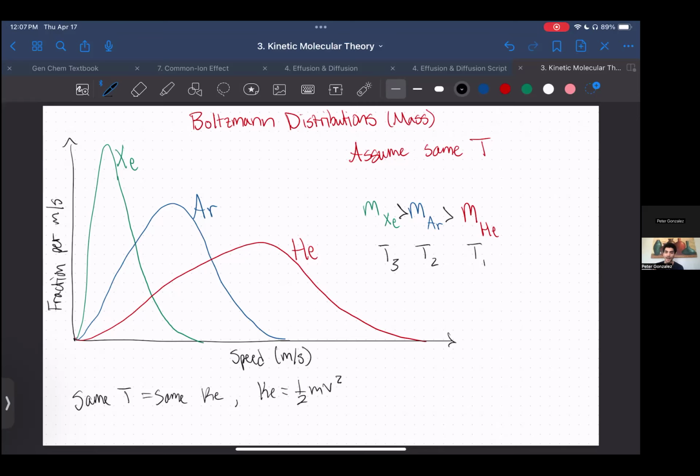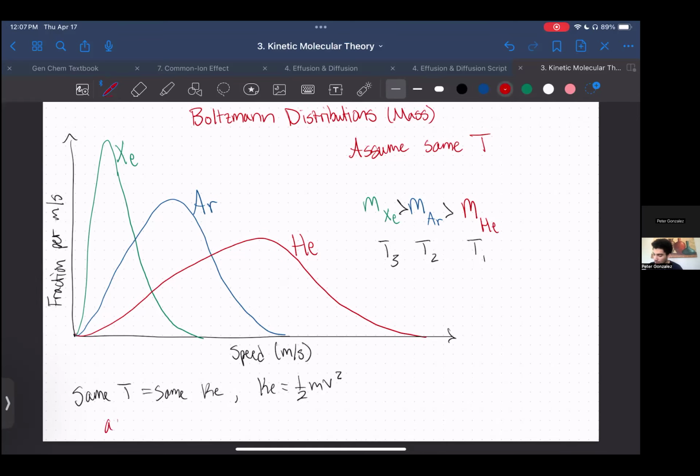So we get a similar pattern here where instead of worrying about the temperature, we look at the mass. As mass decreases, as you go from xenon to argon to helium, this is going to lead to an increase in the average velocity.